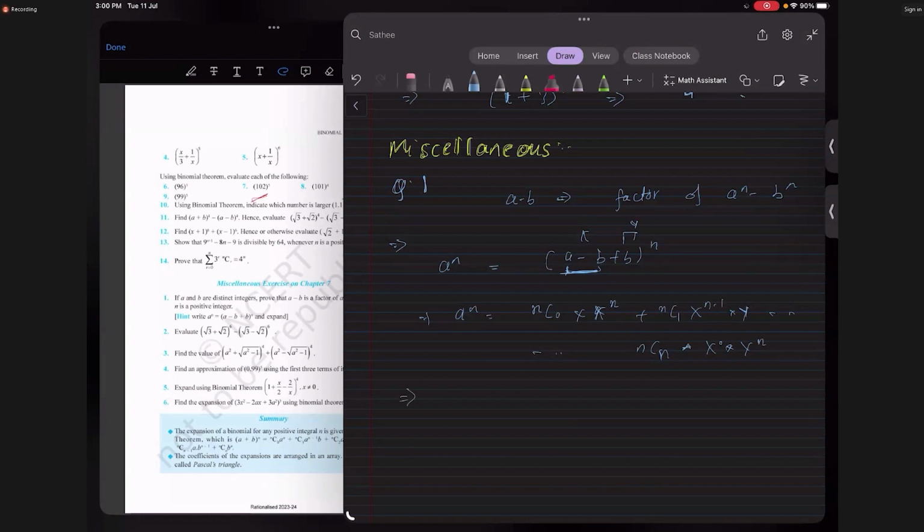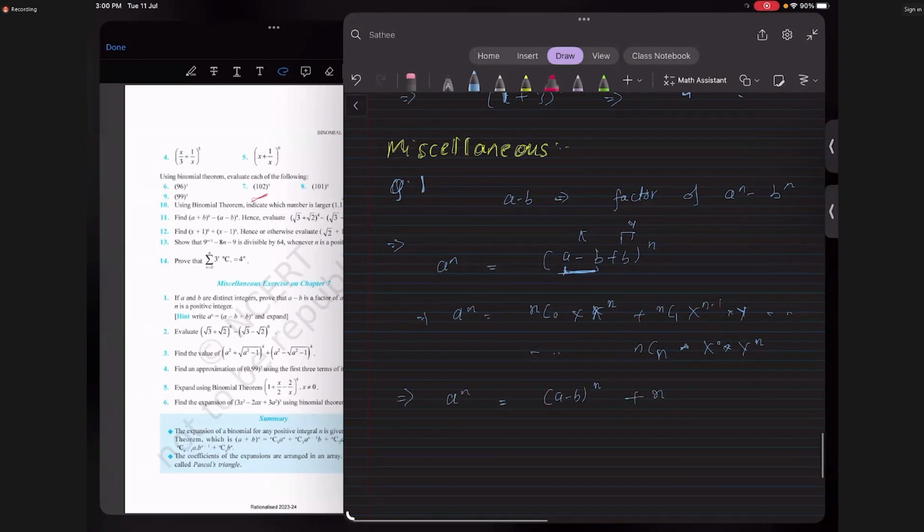And if you put the value of x and y, then this would be a minus b to the power n plus n c 1 into a minus b to the power n minus 1 into b, and so on, plus b to the power n. If you take b to the power n to this side, then a to the power n minus b to the power n is equal to, till the term n c n minus 1, there would be a minus b into b to the power n minus 1.